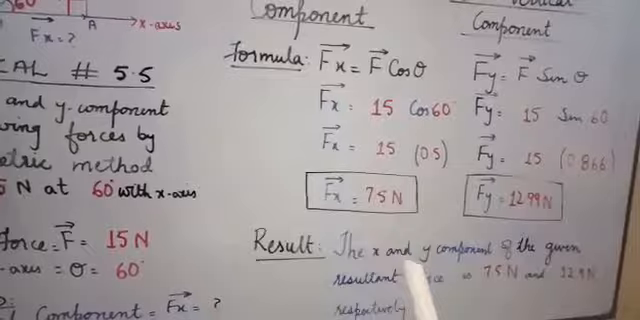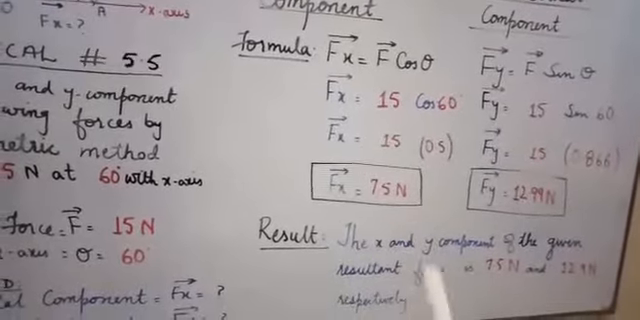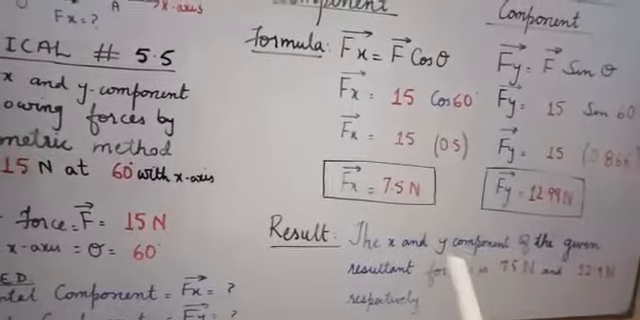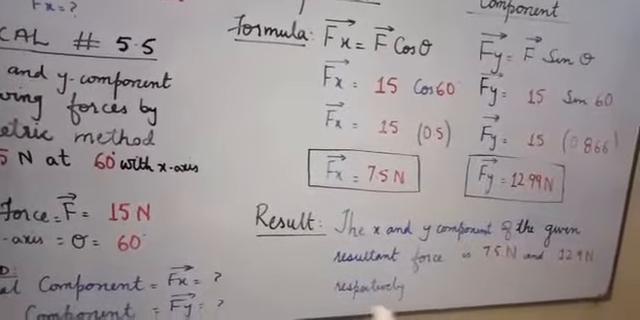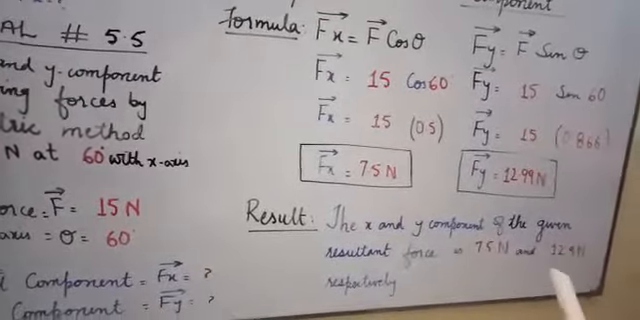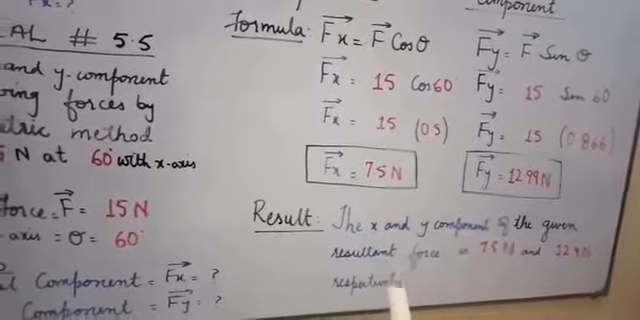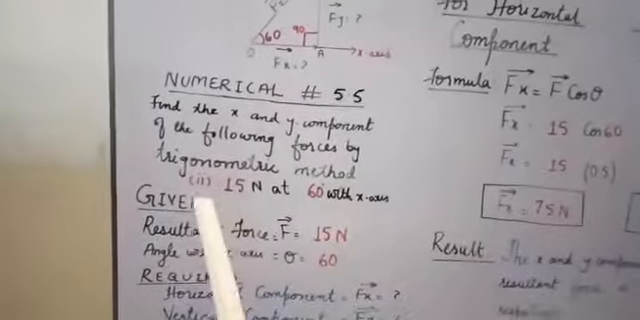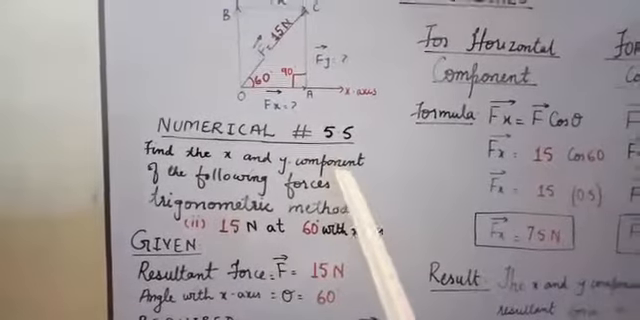So you can write down the result in this way, and another way is: the x component is 7.5 Newton and the y component is 12.9 Newton. Then there is no need to write down respectively. So that's all for this question, part 2 of numerical 5.5.